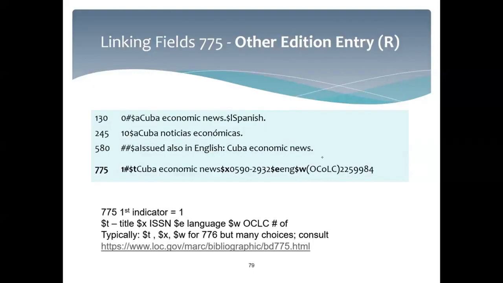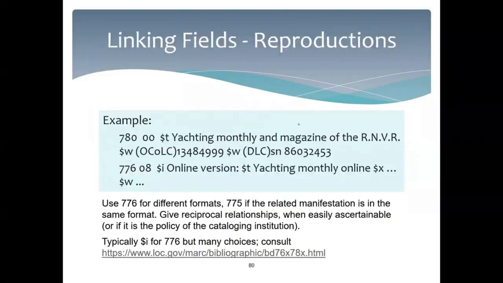Certainly for CONSER participants or people wanting to follow the CONSER standards, if there are other editions, in this case like an English language or Spanish language edition of your serial, you would definitely add these, and you would do it on both records. So on the English language record, you would add a link to the Spanish language one. And then on this one, we're going to link back to the English language. So it's a reciprocal relationship.